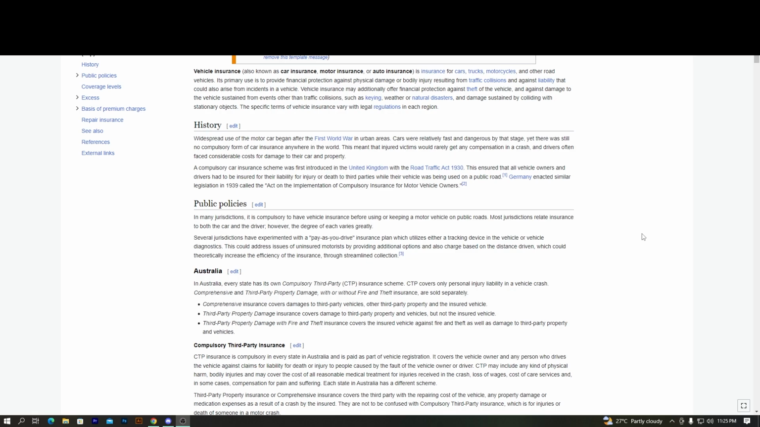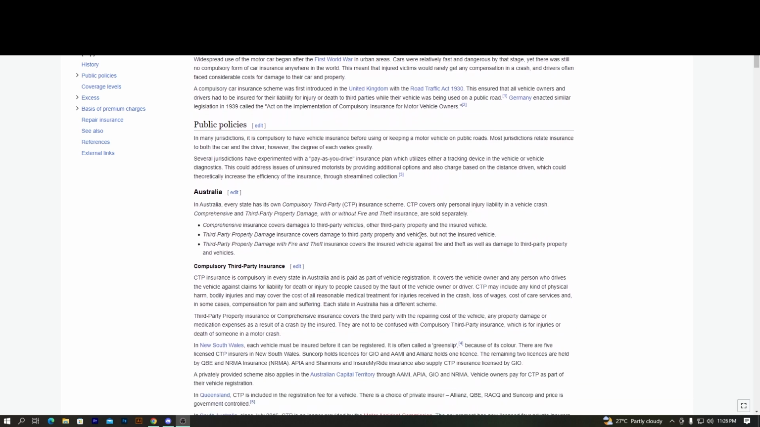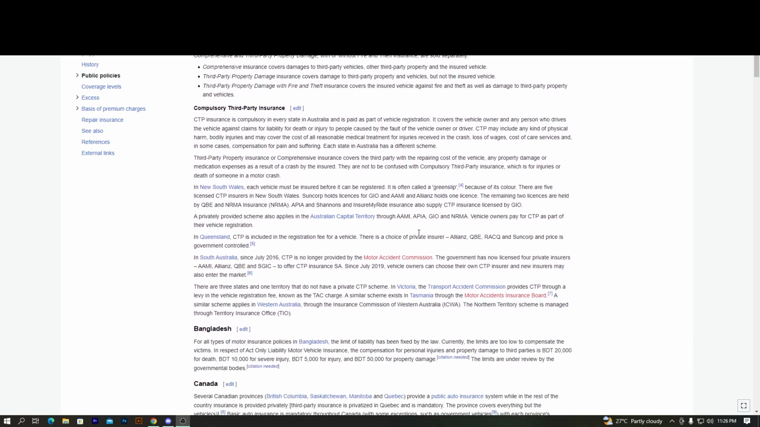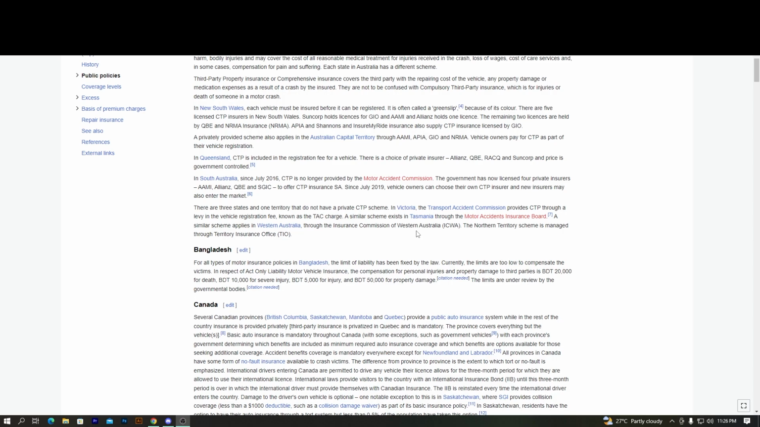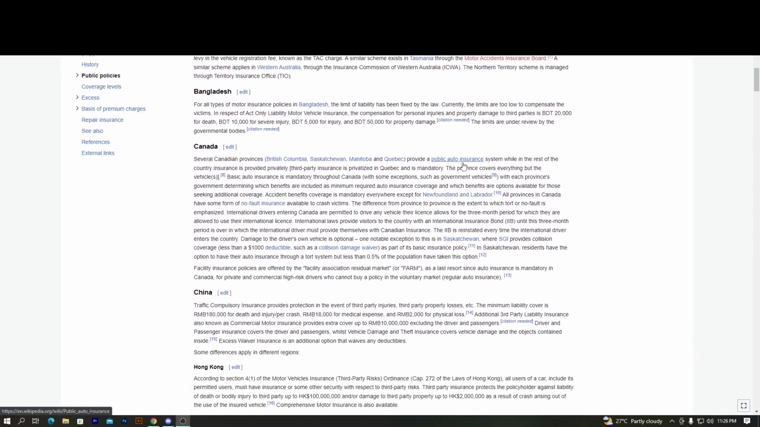A compulsory car insurance scheme was first introduced in the United Kingdom with the Road Traffic Act 1930. This ensured that all vehicle owners and drivers had to be insured for their liability for injury or death to third parties while their vehicle was being used on a public road. Germany enacted similar legislation in 1939 called the Act on the Implementation of Compulsory Insurance of Motor Vehicle Owners. Compulsory third party. Now we are going to talk about Canadian insurance.